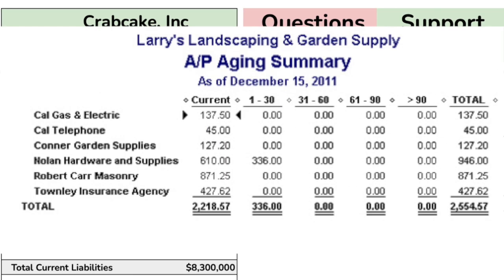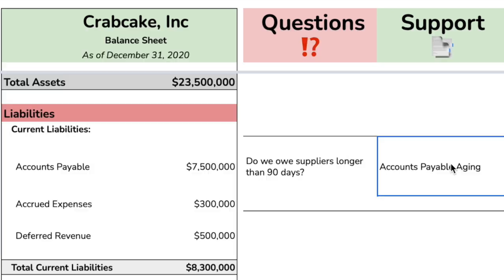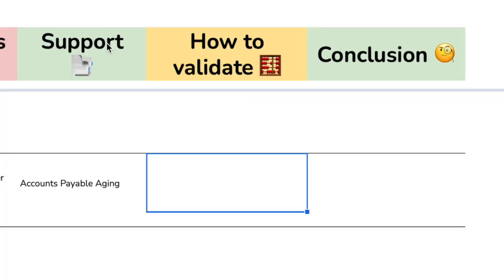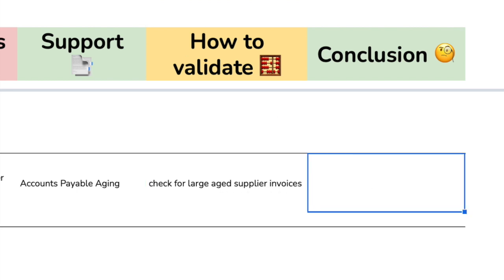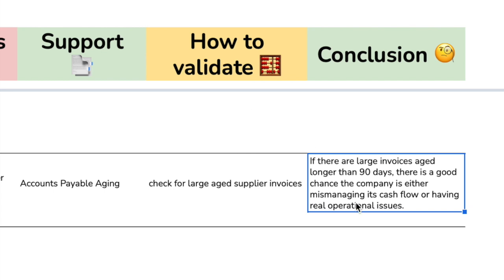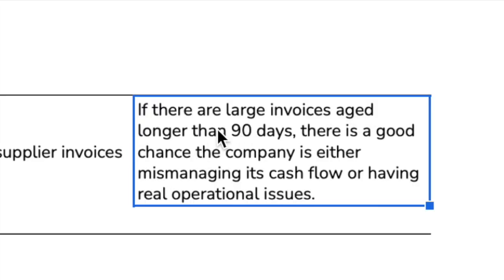So I'm going to be able to see the duration, 30 days, 60 days, 90 days plus, and figure out which invoices or which vendors are overdue. And so I'm going to take that accounts payable aging and look at it and check for large aged supplier invoices. And the conclusion I'm going to have out of this is, if there are large invoices aged longer than 90 days, there is a good chance that the company is either mismanaging its cash flow or having real operational issues.